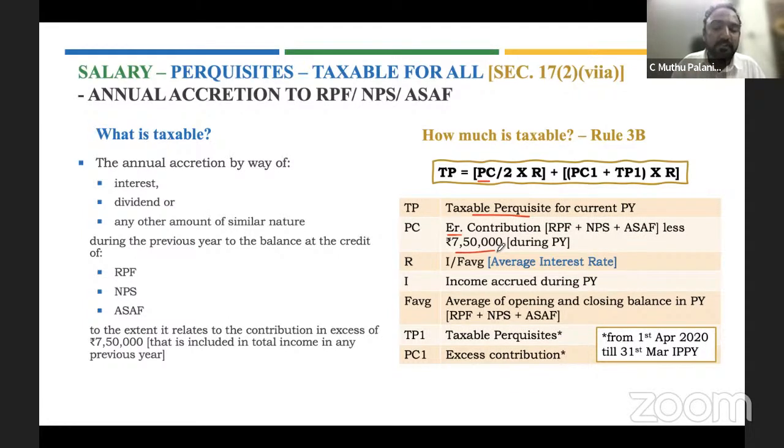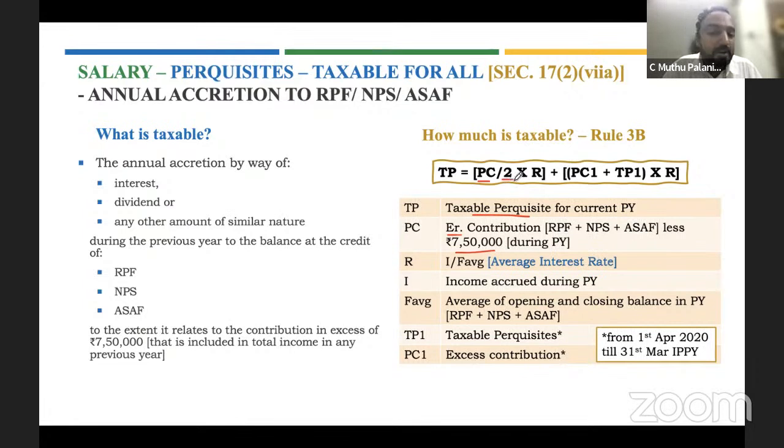Why are we reducing 7.5 lakhs? Because up to 7.5 lakhs, there is no perquisite. Only in excess of 7.5 lakhs is there a perquisite. So if your amount accounted in this year is 8 lakhs, you take 8 lakhs minus 7.5 lakhs, which is 50,000. So 8 lakhs is the actual contribution, 7.5 lakhs is the limit. So PC is nothing but the contribution by the employer, which is the excess contribution over 7.5 lakhs during the previous year.